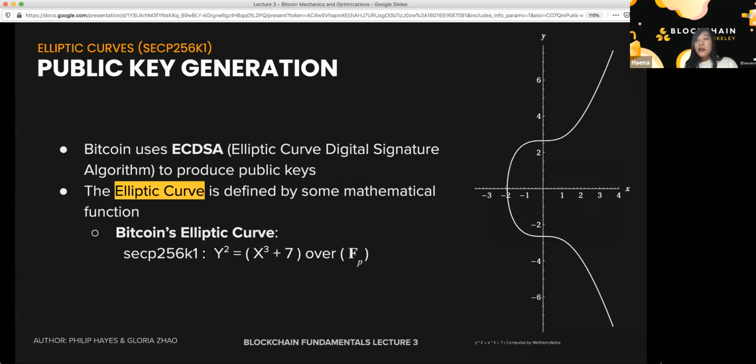And the particular elliptic curve that Bitcoin uses to generate their public keys is called SECP256K1. And you can see on the right-hand side of the screen a visual representation of that elliptic curve. You also can see the mathematical formula that denotes this curve.